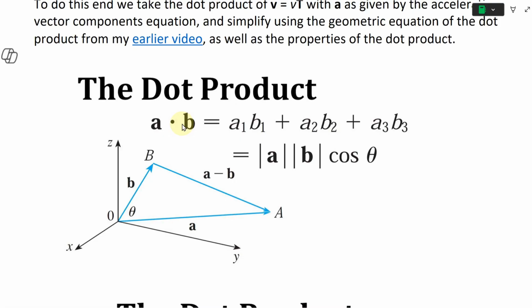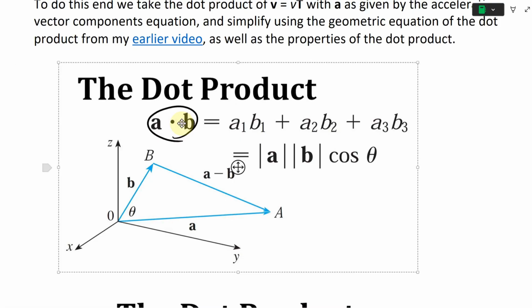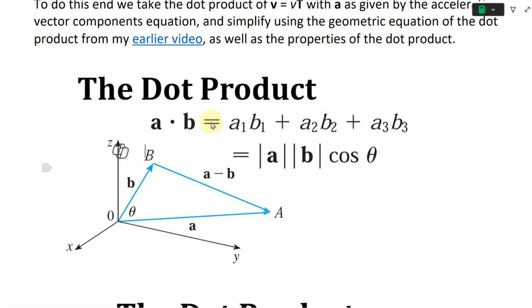So you can recap on the dot product. You just take the two vectors. The dot product is just the multiplication of the components, and then you add them all up to get a scalar number. And the important thing is that it equals the magnitude of each vector multiplied together, and then multiplied by cosine theta.